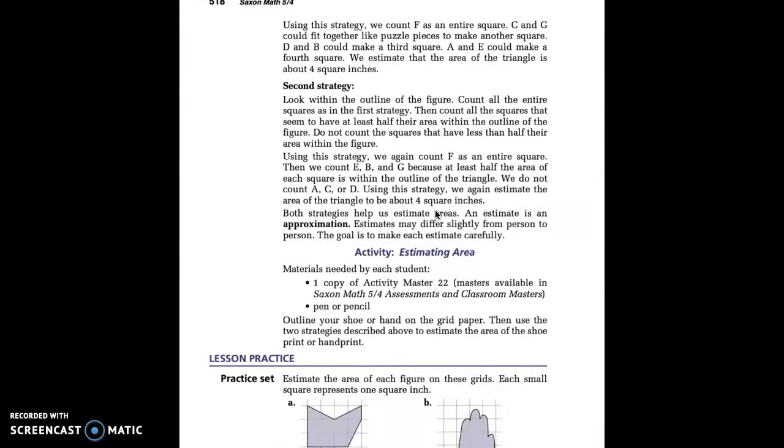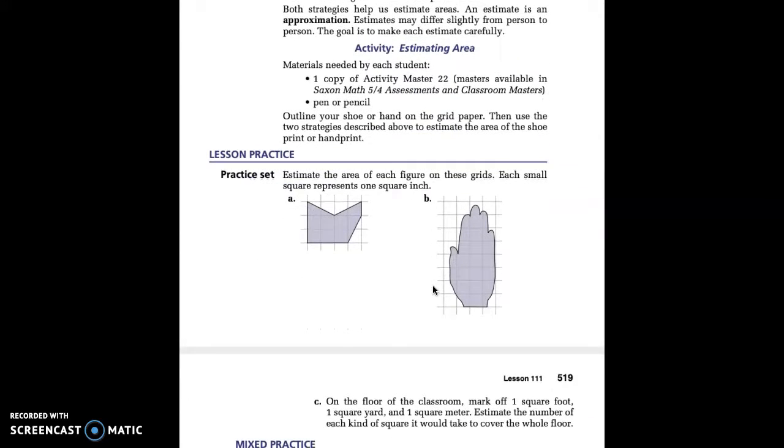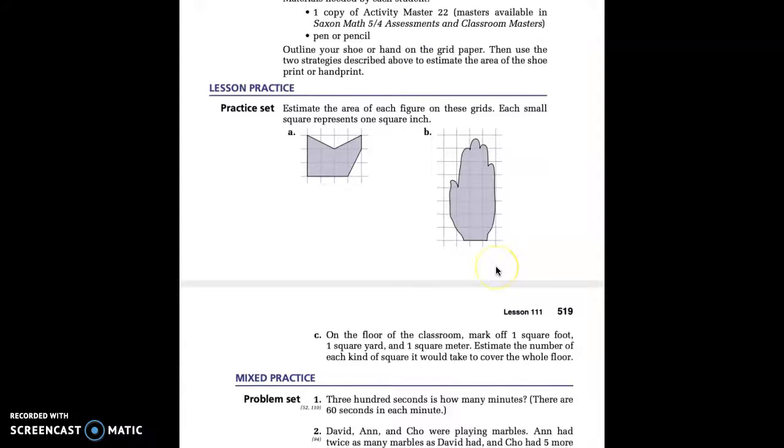So you guys are going to do an activity. You're going to get Activity Master 22, which is in your tests and worksheets book. And then you're going to outline something like your shoe or hand on the grid paper, and you're going to use the two strategies described up above. And then you're going to do the lesson practice, which is 3 problems, and then you're going to do your problem set. So there you go, easy peasy day.